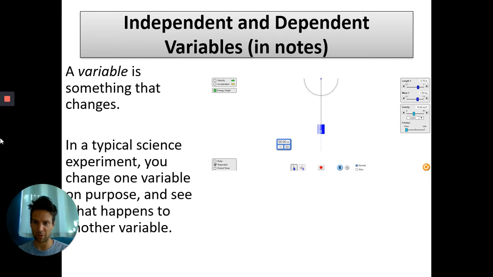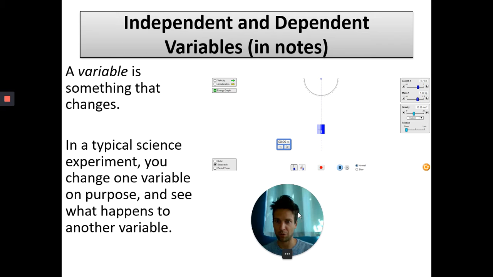In a typical science experiment, you can change one variable on purpose and see what happens to another variable. So that's what a lot of science experiments are all about, changing one variable and seeing how it affects a different variable.